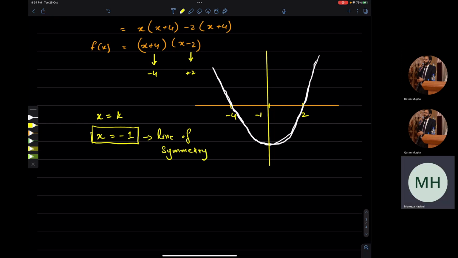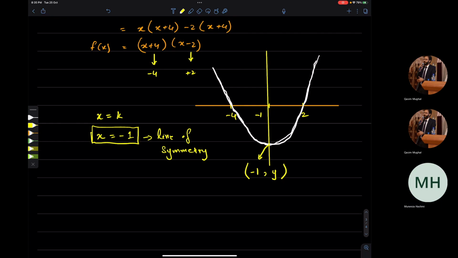Now, if you look carefully, the line of symmetry always passes through the turning point of the quadratic. If this is the turning point, the line of symmetry is passing through it. So it means the x coordinate of the turning point you can always get from the line of symmetry. I'm not talking about the y coordinate for now, but let's just stick to the x coordinate. Clear?